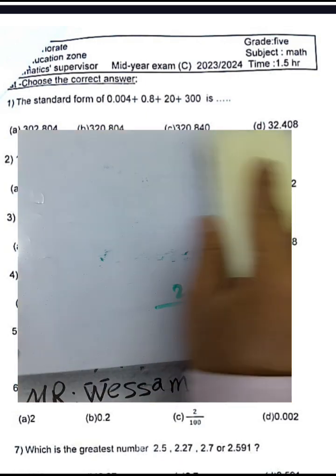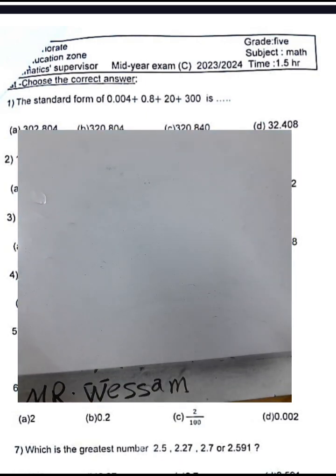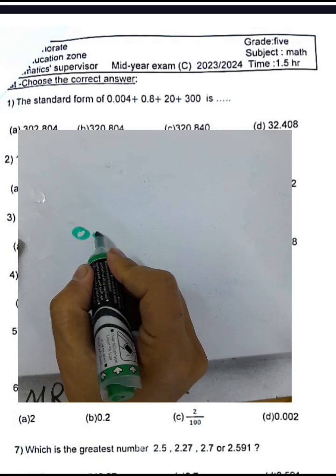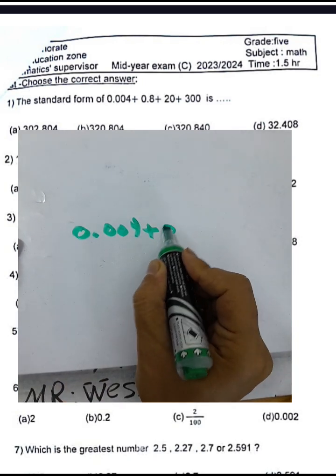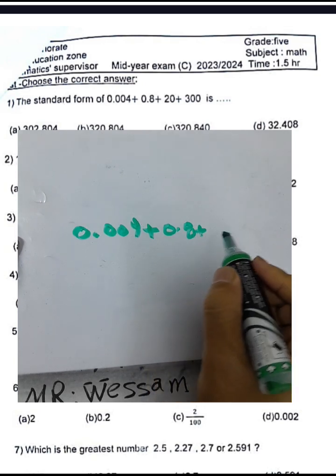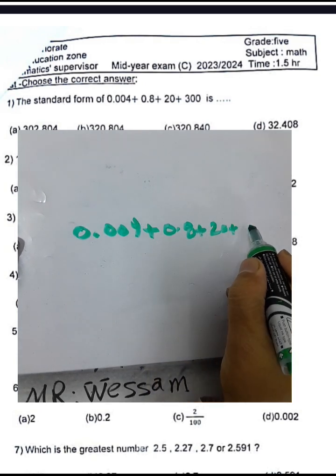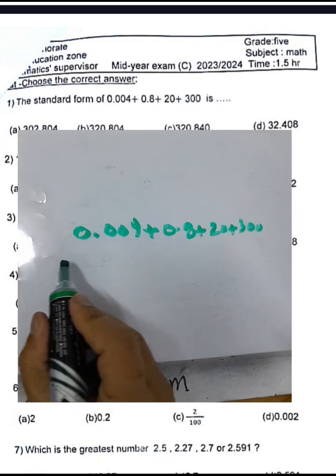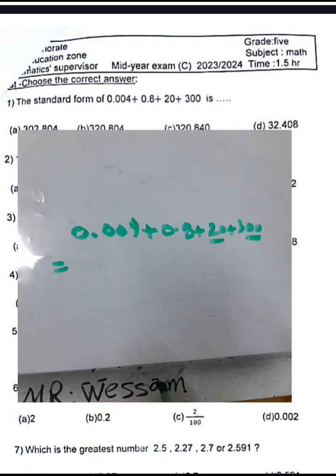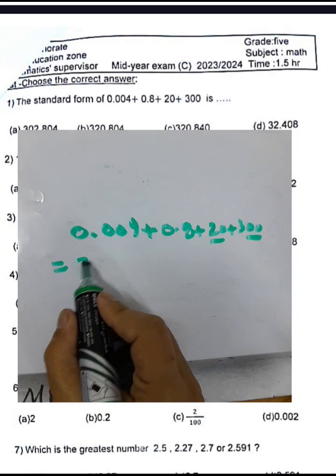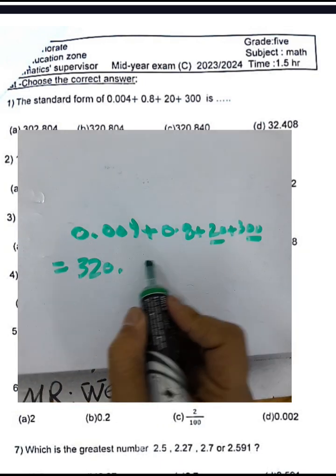Next exam, the standard form with the number, we have 0.004 plus 0.8 plus 20 plus 300. You can write 320, 8 tenths and 4 thousandths.